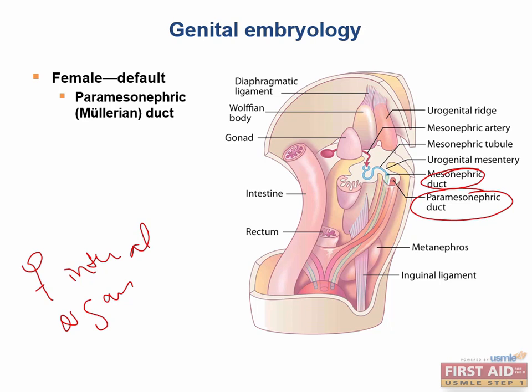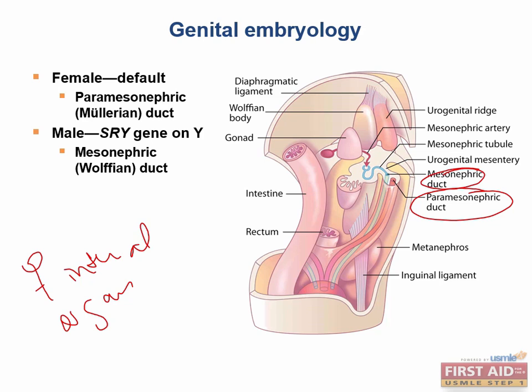You could imagine that in the condition called Müllerian agenesis, females would not have any of these organs, and so how do you think they would present? With primary amenorrhea and a blind-ending vagina with no cervix or uterus on physical exam.